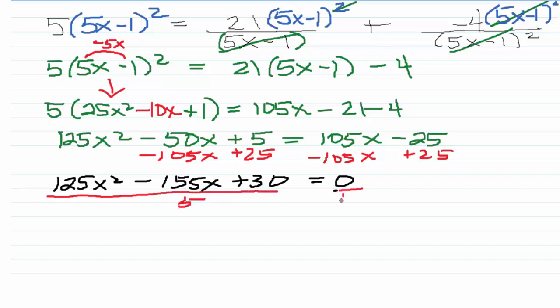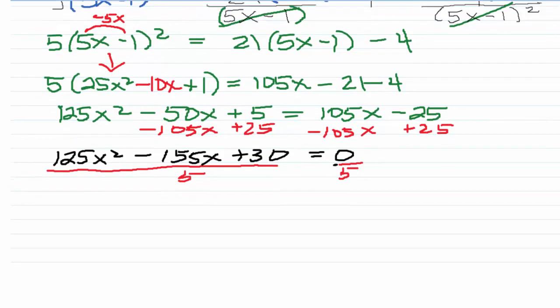Okay, 0 divided by 5 is just 0. Okay, so on the right we have 0, and then on the left 5 goes into 125 25 times. So we have 25x squared minus 31x plus 6.